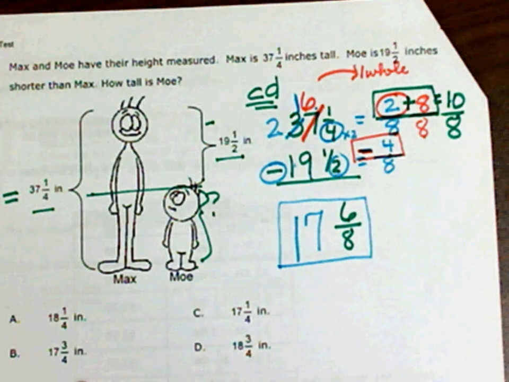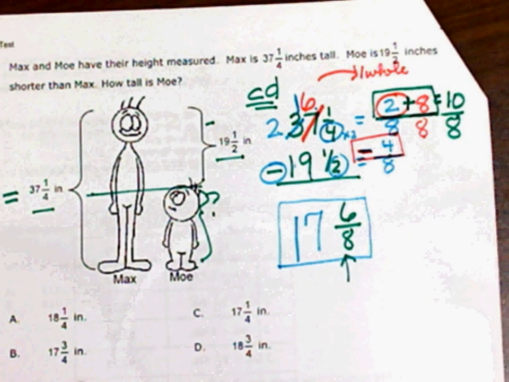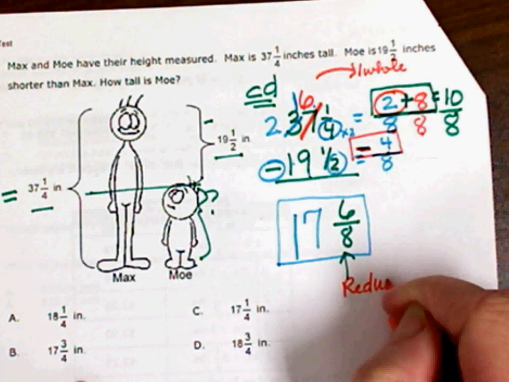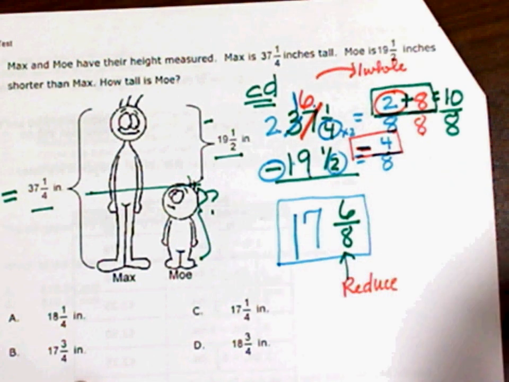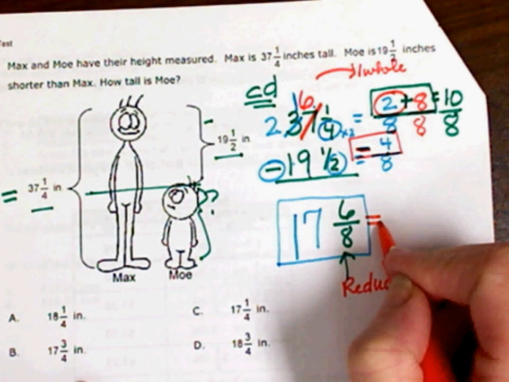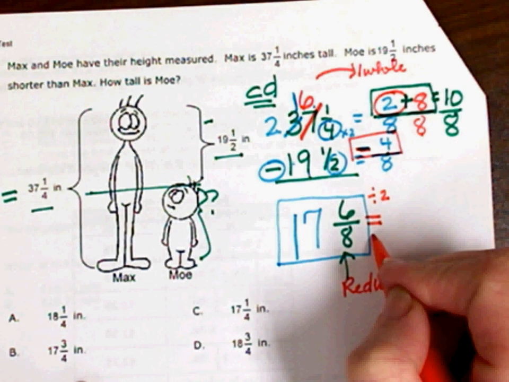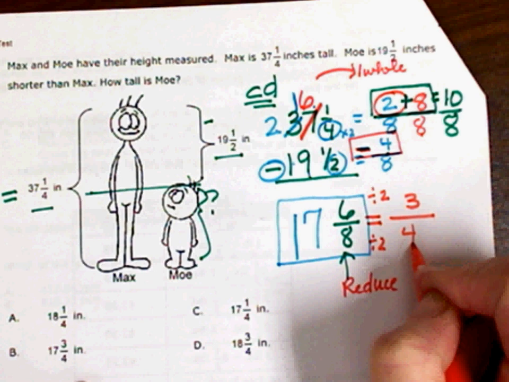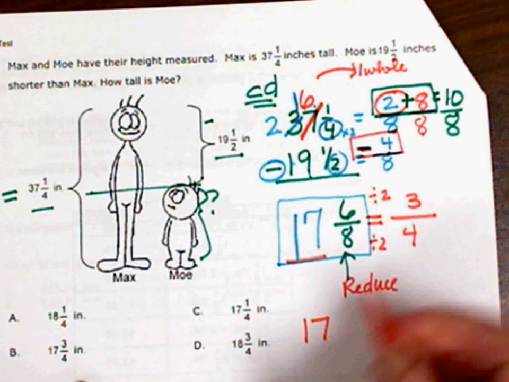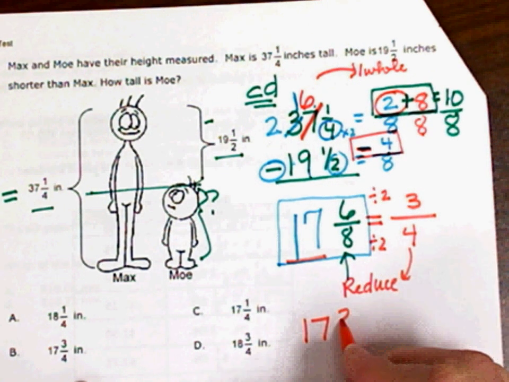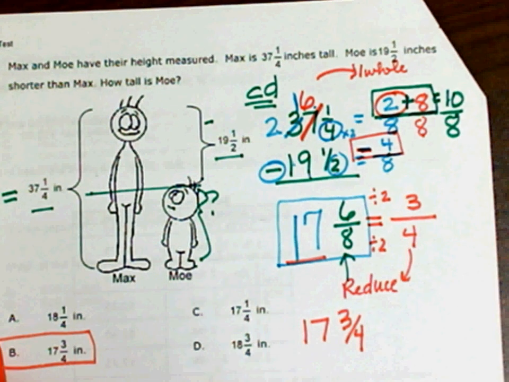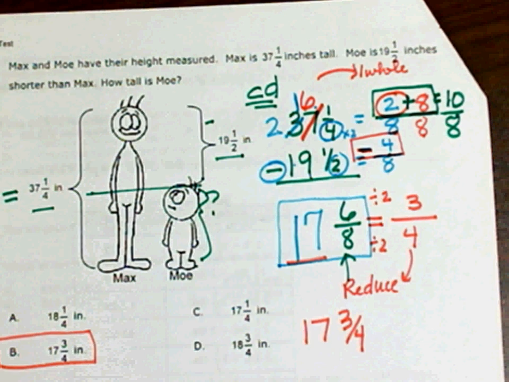Something I have to consider is that this might need to be reduced. Always reduce your fractions for final answers. So if we reduce our fraction over here and divide by 2 on the top and divide by 2 on the bottom, I get 3 out of 4. So now I have 17, and my reduced fraction is 3 out of 4, and I can match that up to this. But I want to check my work. I always want to check my work.